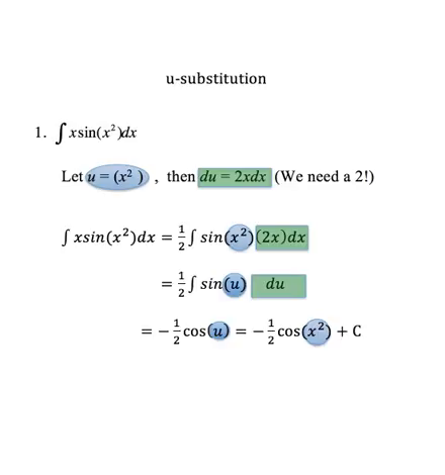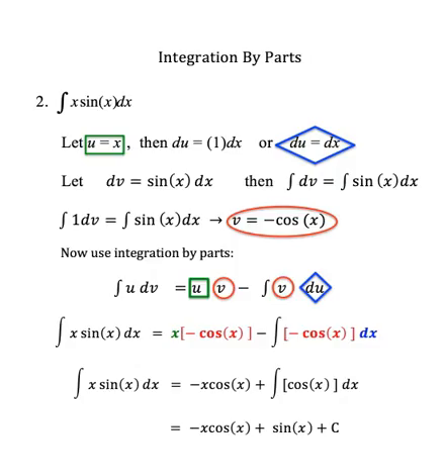This now by substitution becomes 1/2 the integral of sine of u, because u is x squared, du, because du is 2x dx. Now we can use the integration rules to get negative 1/2 cosine of u, which then is equal to negative 1/2 cosine of x squared plus c, because we substitute the x squared back into the u problem. Now let's take a look at problem 2, the integral of x sine of x dx.